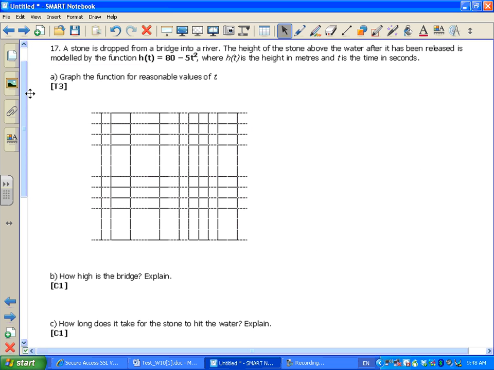All right, gentlemen, question 17. A stone is dropped from a bridge into a river. The height of the stone above the water after it has been released is modeled by the function h(t) = 80 - 5t^2, where h(t) is the height and t is time.